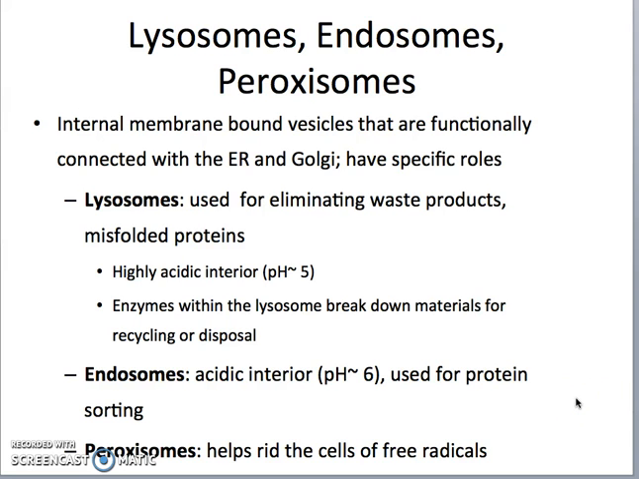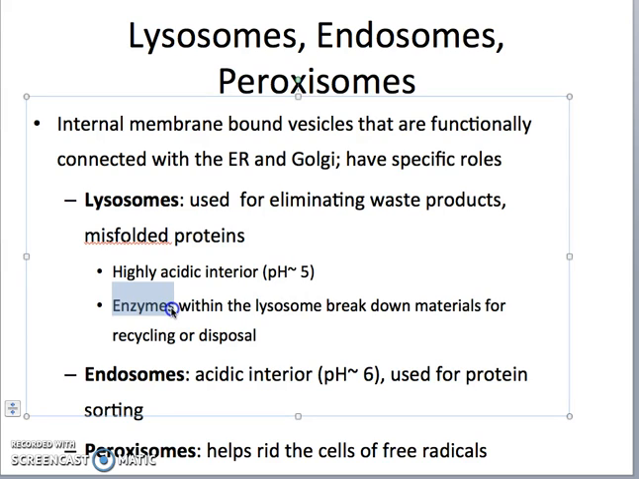All right, while we tend to focus on the ER and the Golgi, there are other components of the endomembrane system that are very, very important, and they are functionally connected with the ER and Golgi. Lysosomes are probably the one that you hear about the most. They are used for eliminating waste products, misfolded proteins. We can think of these almost as a cell's trash can. The inside of a lysosome is very acidic, whereas the inside of the cell would be probably around pH 7. It's at pH 5. And the lysosomal enzymes that can work at this very low pH, highly acidic environment break down materials for recycling or disposal.